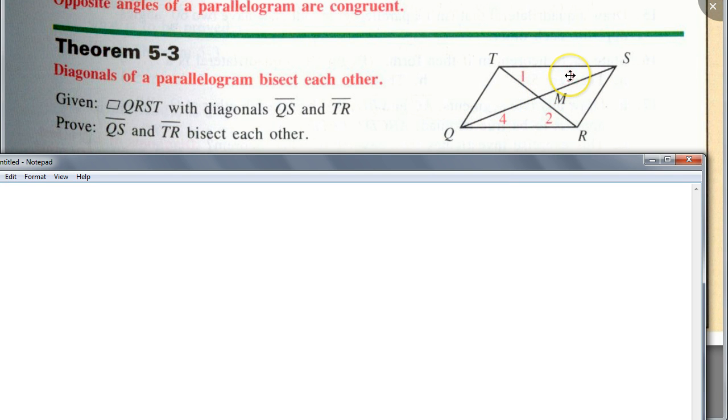Correct? Because angle 3 is congruent to angle what? 4. Those are the corresponding vertices. So we have to say that RM is congruent to TM. Okay, any question? RM is congruent to TM and QM is congruent to SM. Does that make sense?